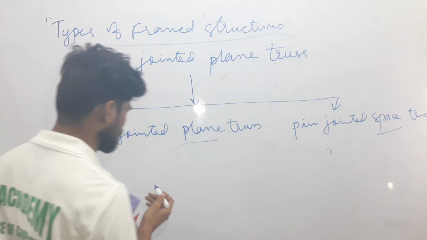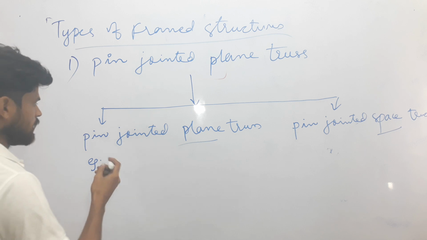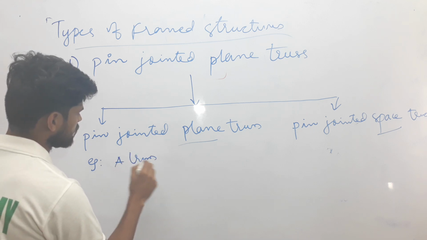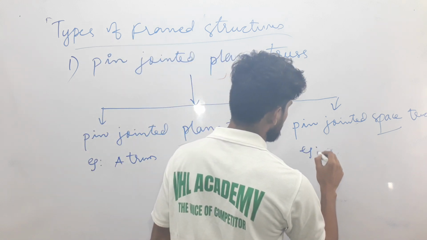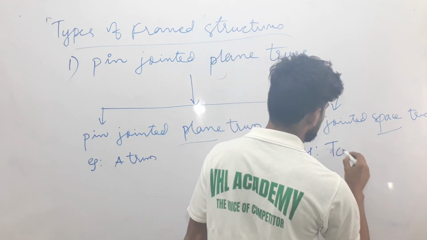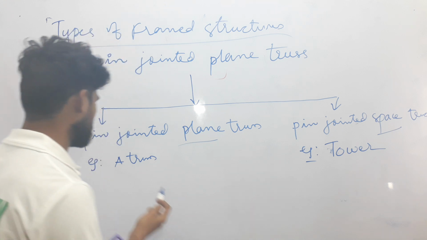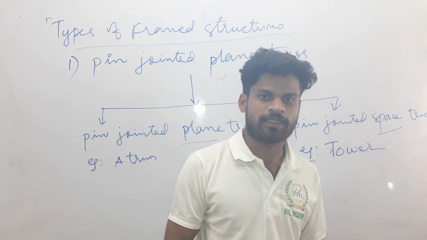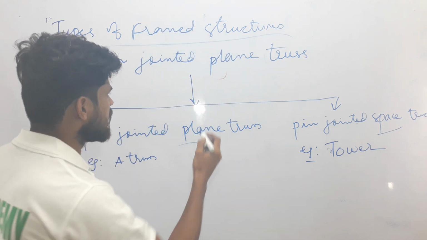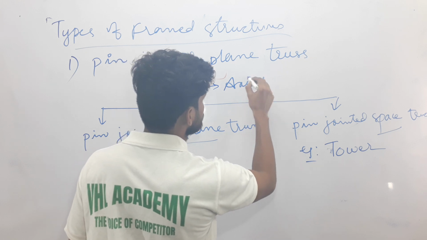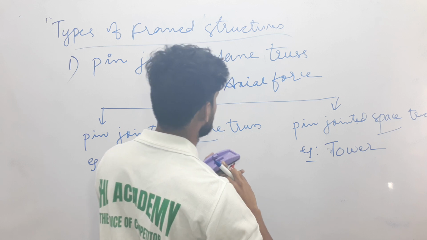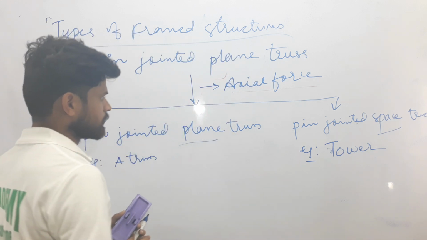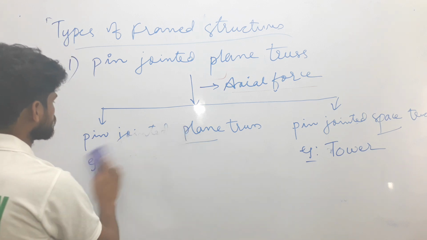In this pin jointed plane truss, the example is a truss, and the example for the space truss is a tower. In this pin jointed truss, only one force acts, which is axial force. Right?